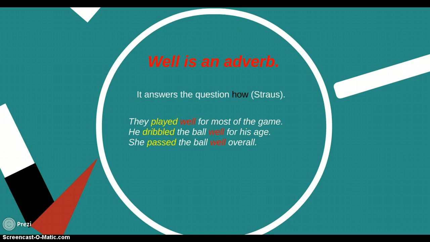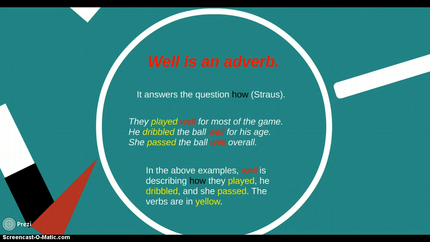Dribbled is our verb, and well is the adverb we're using to describe how he dribbled. He dribbled well. She passed the ball well overall. So passed is our verb, and well is the adverb that's describing how she passed. She passed well. In the above examples, well is describing how they played, how he dribbled, and how she passed. And the verbs are printed in yellow.